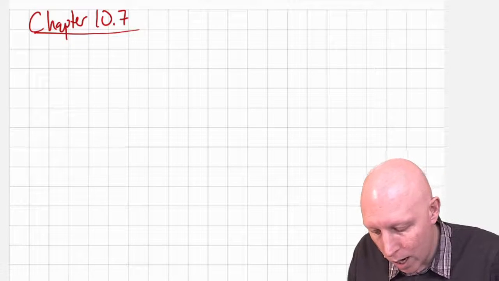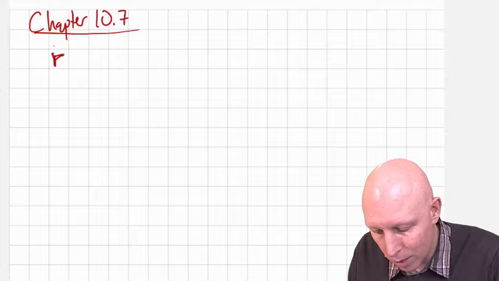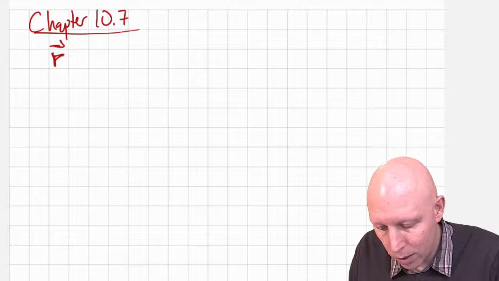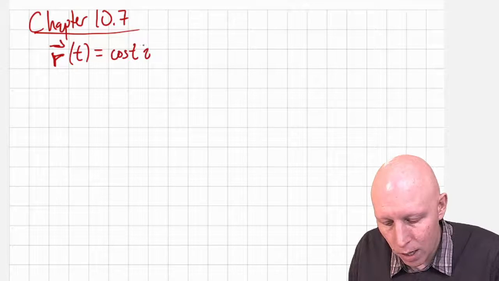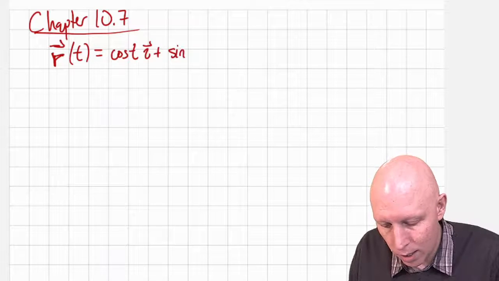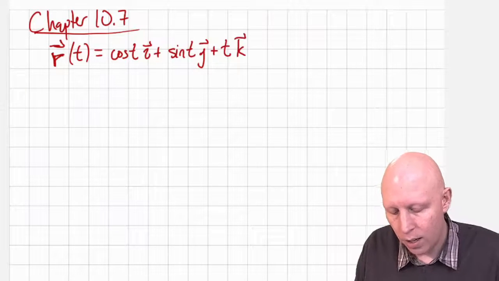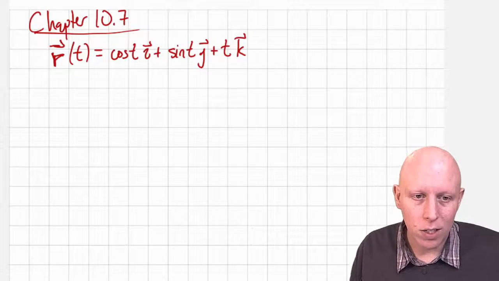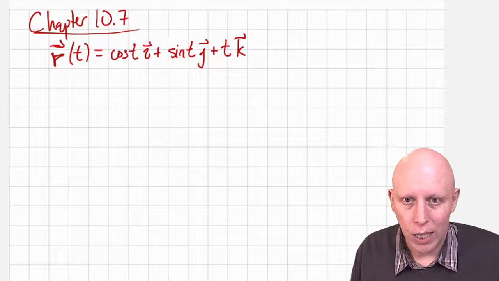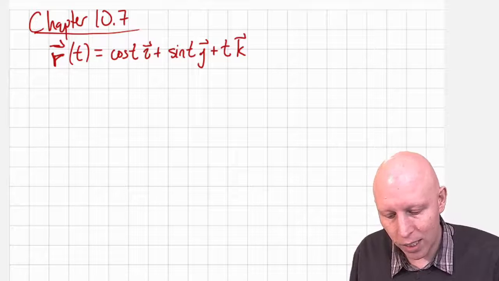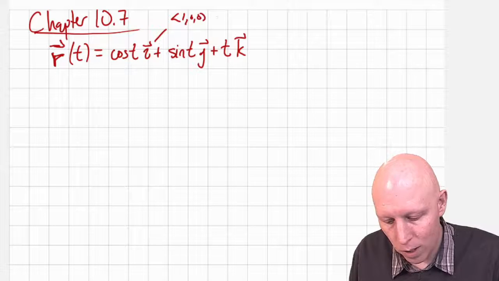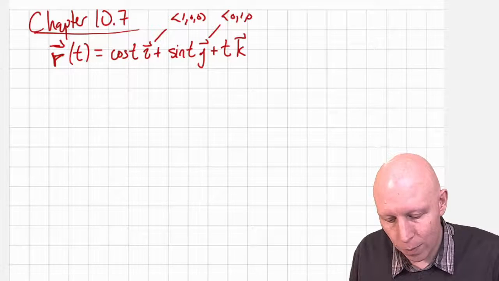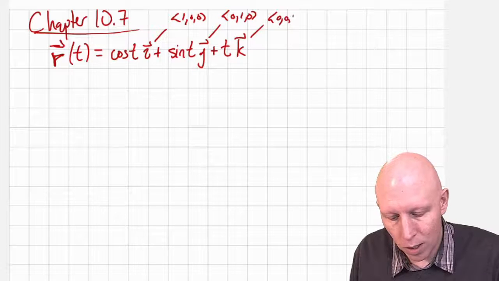Okay, so I am going to talk about this curve because it's cool. r of t is equal to cosine of t i plus sine of t j plus t times k. So this is bringing together a couple of the different ideas from before. Remember what these vectors i, j, and k are. These are our unit vectors. This is 1, 0, 0. This is 0, 1, 0. This is 0, 0, 1.